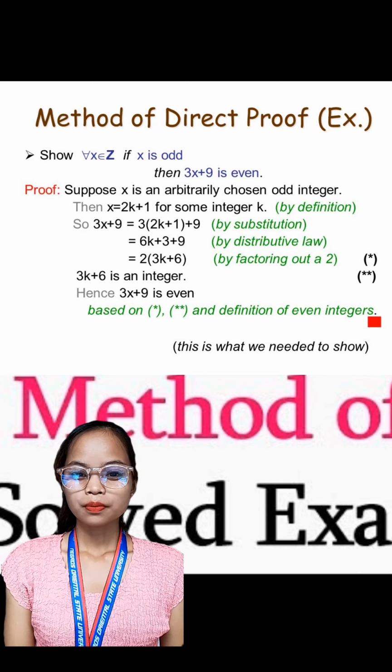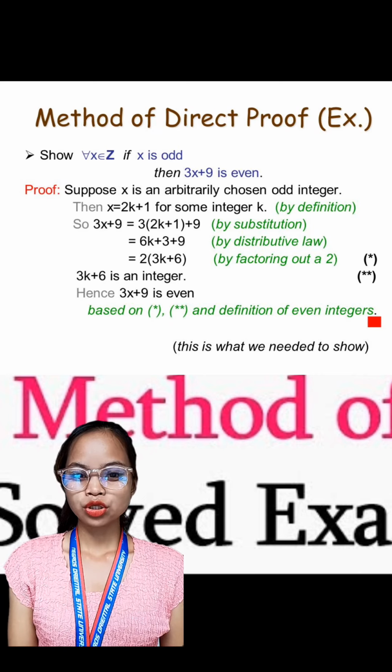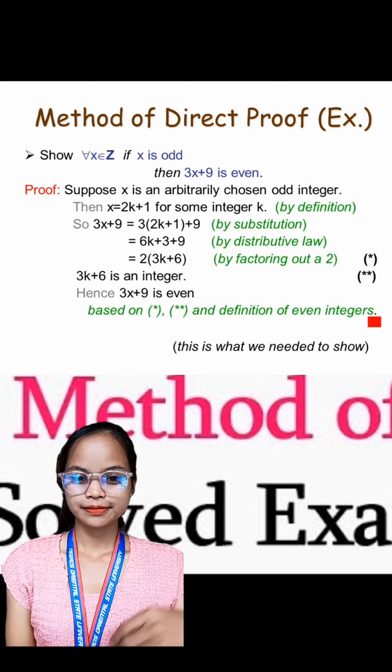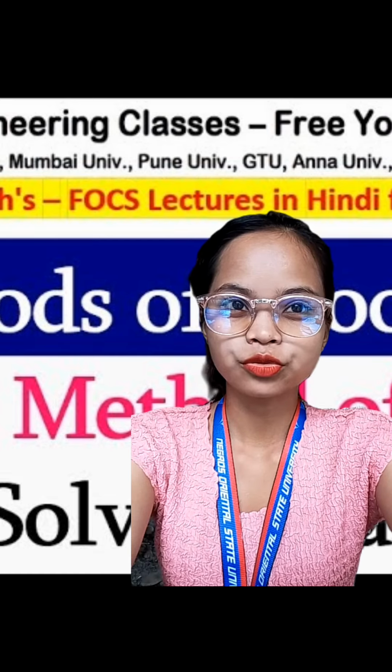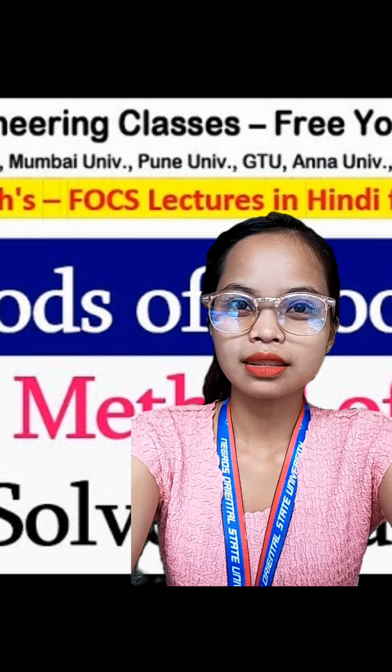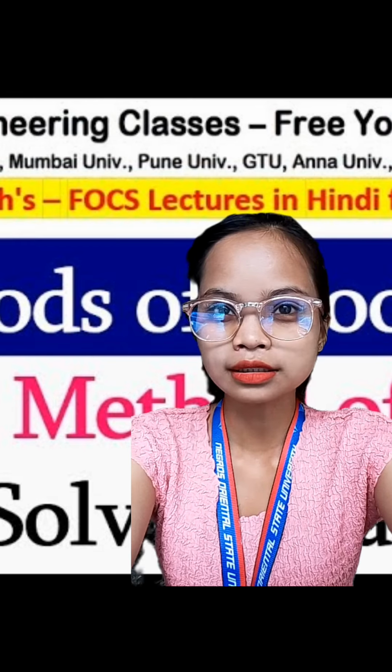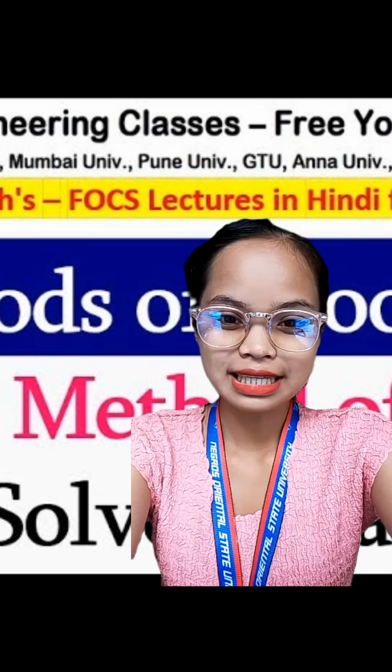I am now presenting to you the method of proof, the direct and indirect proof. Let's proceed to the example of direct proof. So the claim is the sum of any two odd integers is even.